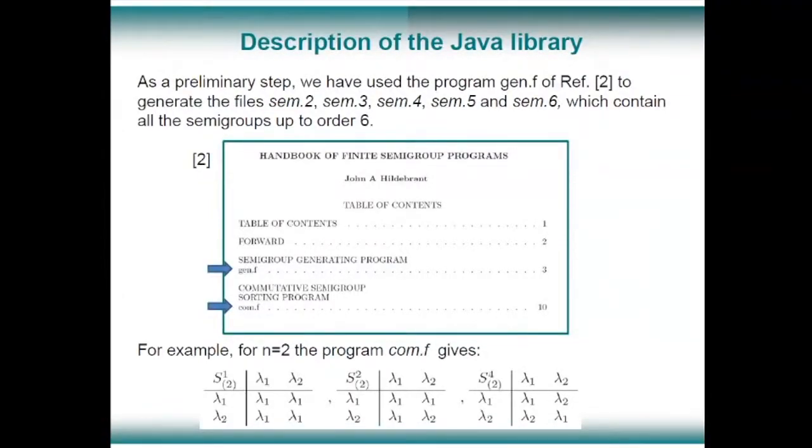Well, as a preliminary step, we needed the multiplication tables. To get those, we used a Python program given by Hildebrand. Nice paper here. In that paper, they said the program should work up to order 8. But we were only able to make it work up to order 6. But we wanted order 7. It's going from 5 to 6.